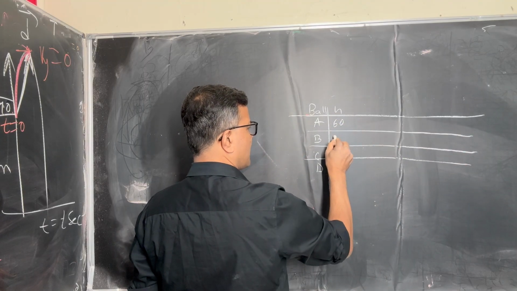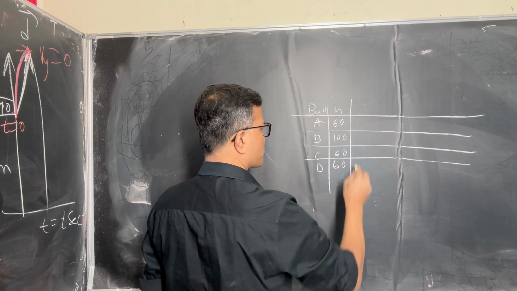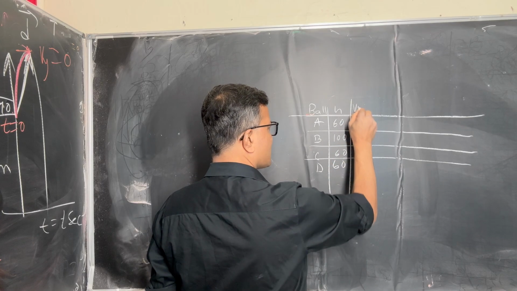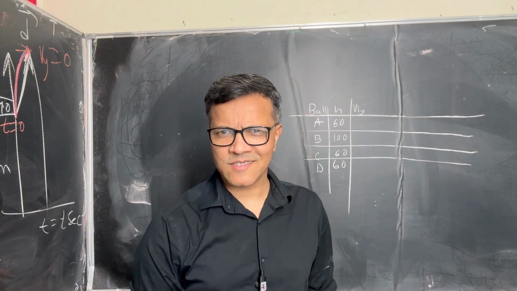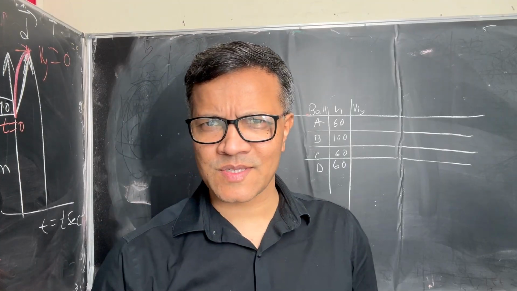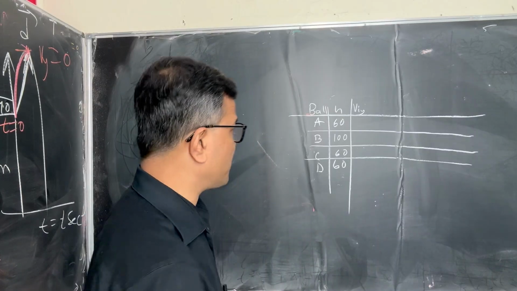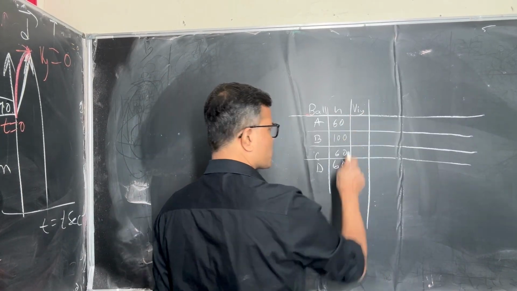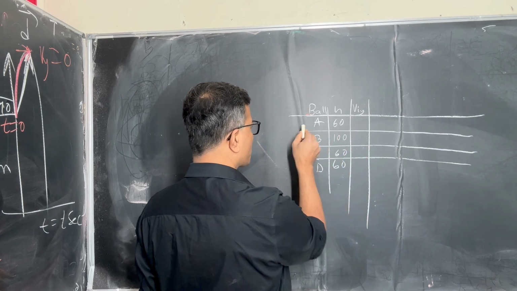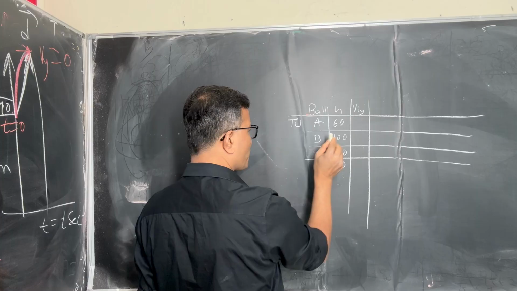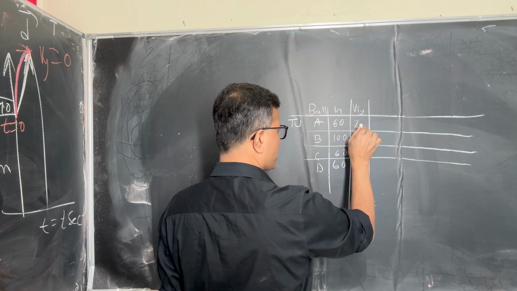60, 100, 60, 60. And then you should write the initial velocity, all initial velocity in the y direction, because the time depends on the y direction. The x direction you don't care about, because the x direction does not contribute to the time. The y direction contributes to the time. So you just write down what's going on in the y direction. In the y direction, you are throwing it up with 25 meters per second.